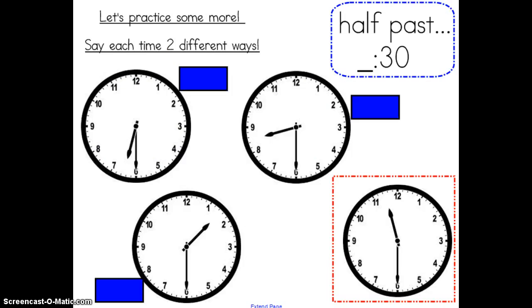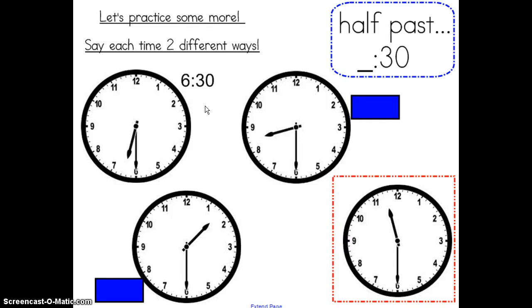Let's practice reading a few more clocks. Let's look at the hour hand first. Let's focus on this clock. If I look at the hour hand, it's halfway past 6. The minute hand is on the 6, meaning 30 minutes. So this clock says 6:30.